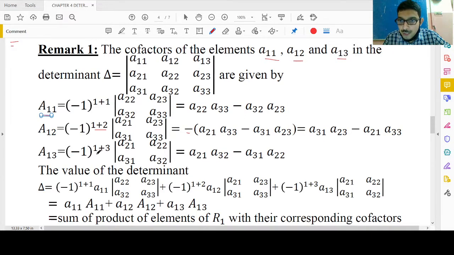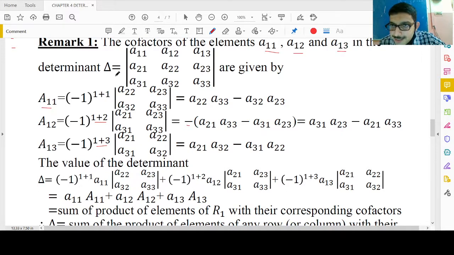Now similarly, find the cofactor of element A13, that is first row, third column. It is minus 1 to the power 1 plus 3. Delete the first row, third column, leaving A21, A22, A31, A32. If you expand this determinant, you will get A21 A32 minus A31 A22. So these three are the cofactors of the elements of the first row.